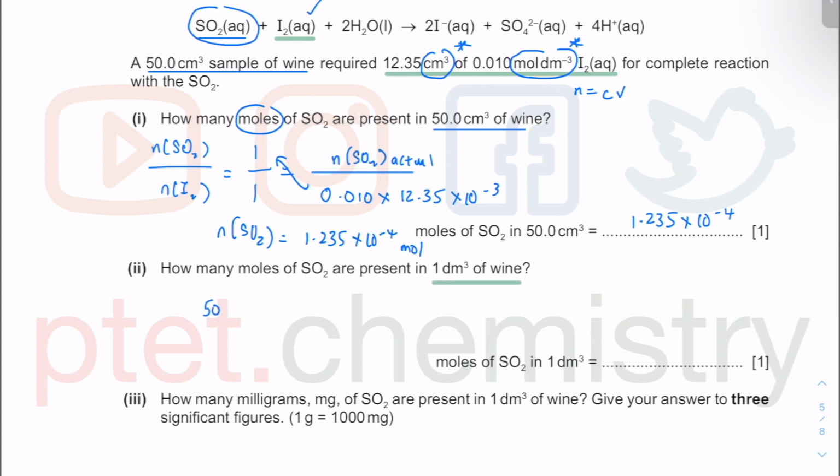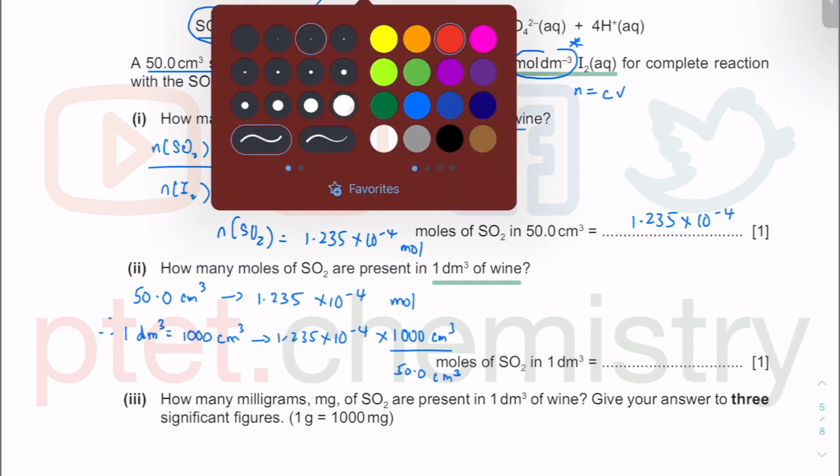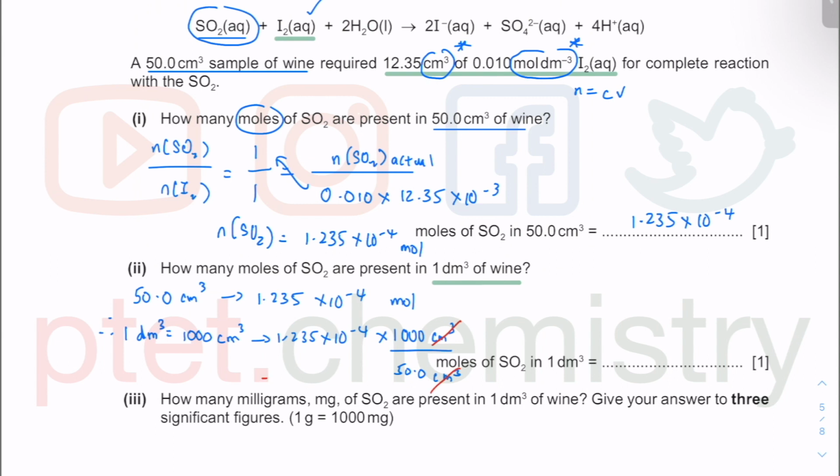So if we have 50.0 cm³ of the wine, and it has this much SO2 dissolved in it, therefore if we have 1 dm³, which is 1000 cm³, I cannot compare 1 dm³ straight away because the units are not the same. Now that the units are the same, I can do my direct proportion, because if you do the direct proportion correctly, the unit volume will cancel out. So 1000 cm³ divided by 50.0 cm³, and if you can follow the math and follow the unit, you will see the cm³ and the cm³ cancel.